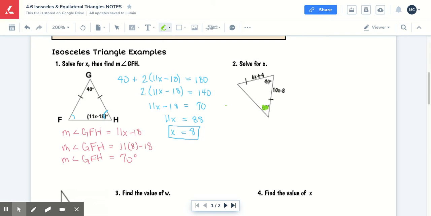Since these two sides are congruent, I can say that 6x plus 4 is equal to 10x minus 8. Now I would use the subtraction property of equality. I'm going to subtract 6x from both sides. Then I'm going to add 8 to both sides using the addition property of equality. And then the division property of equality, I'm dividing both sides by 4. So I get x is 3. And that's all there is to it.